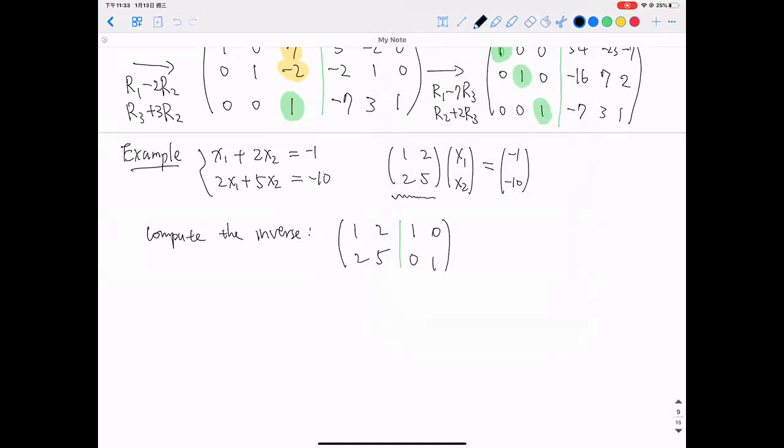Right? For that, we have to form this matrix, and the leading one on the first row is here. So the entry before it must go, suggesting that we use this operation R2 minus 2R1. So here we have 2 minus 2 equals 0, 5 minus 4 equals 1. 0 minus 2 is negative 2. 1 minus 0 is 1.